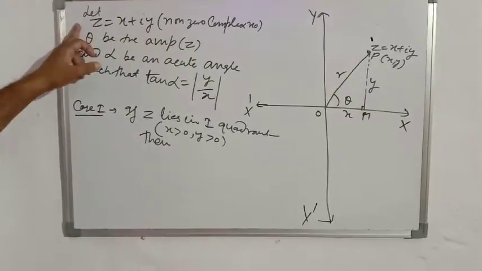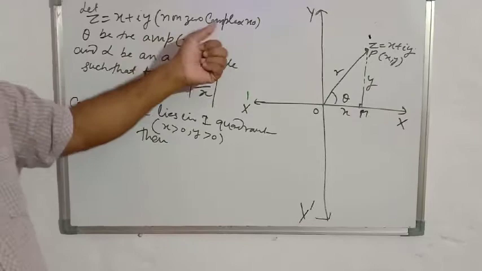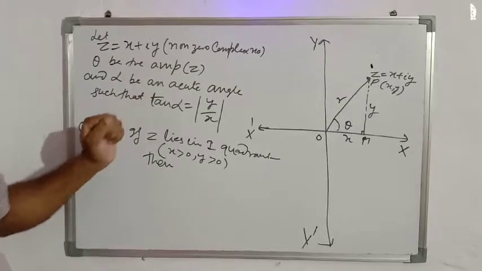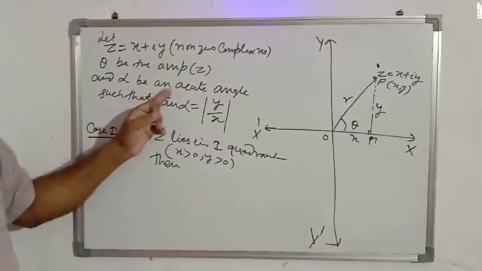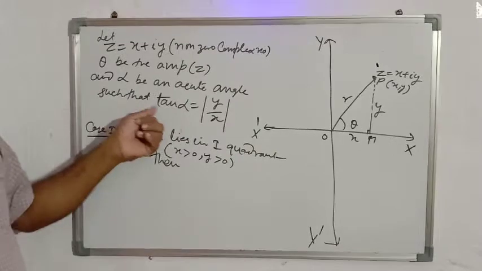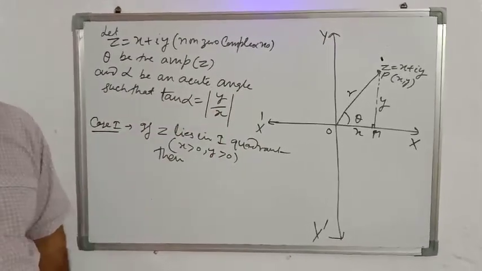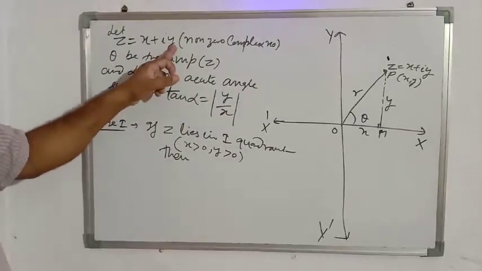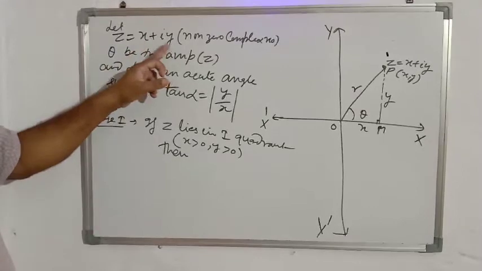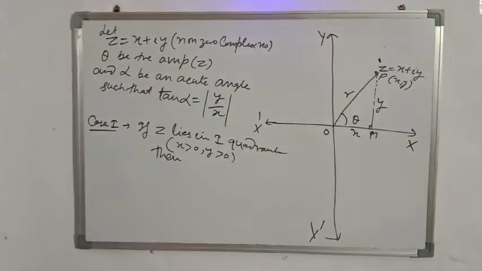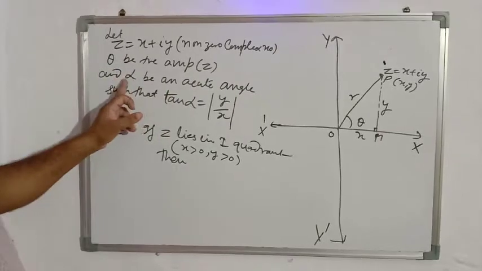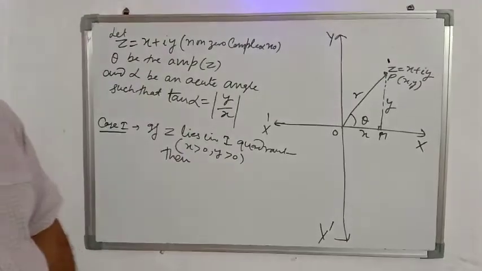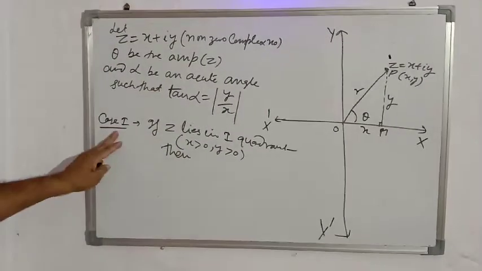Suppose z is equal to x plus iy, a non-zero complex number. Let theta be the amplitude of z, and let alpha be an acute angle such that tan alpha is equal to mod of y by x. Y and x we can get from the given complex number. Then again 4 cases arise.